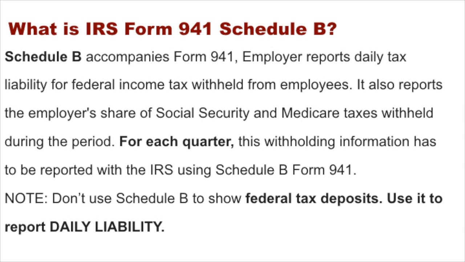Now what goes on the Schedule B? The employer will report the daily tax liability for federal income tax withheld from employees, and it also reports the employer's share of Social Security and Medicare along with employees' share. For each quarter, this withholding information has to be reported to the IRS using Schedule B, Form 941. Note that you should not use Schedule B to show the federal tax deposits; use it only to report the daily liabilities.